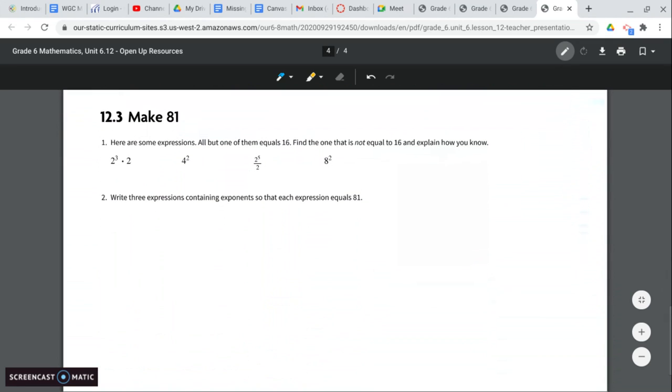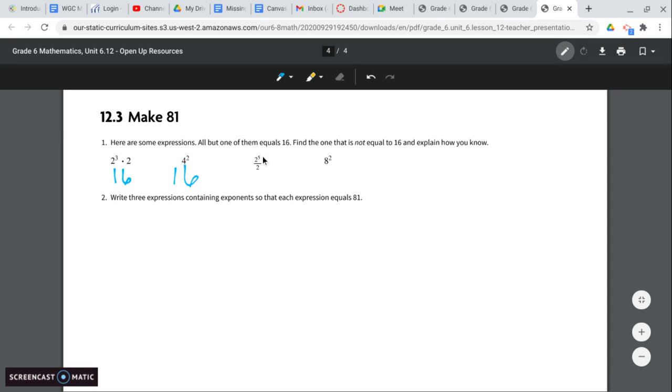All right, make 81. Here are some expressions. All but one of them equals 16. Find the one that is not equal to 16. Well, 2 to the third power is 2 times 2 times 2. So 2 times 2 is 4, times 2 is 8, times another 2 would be 16. 4 squared is 4 times 4, so 16.